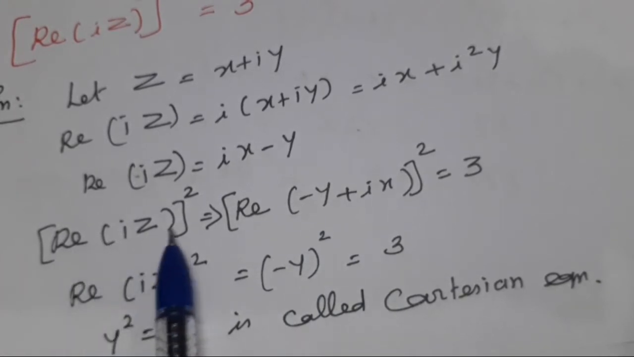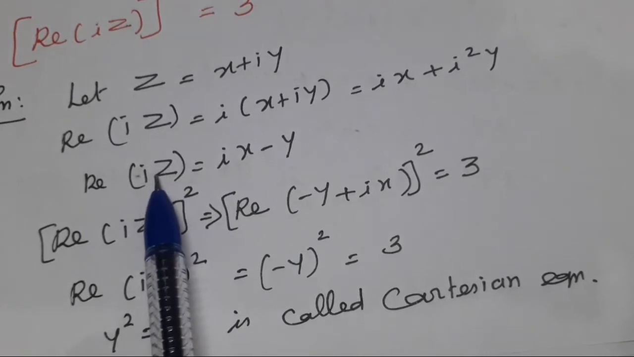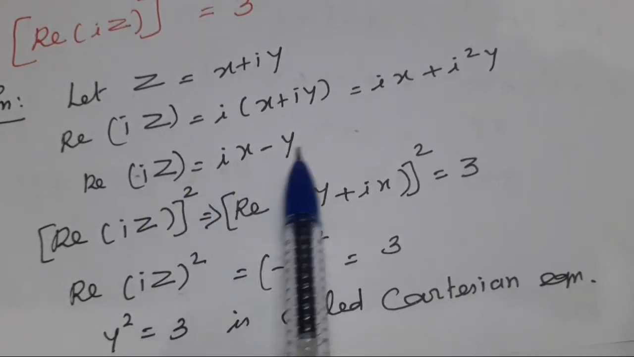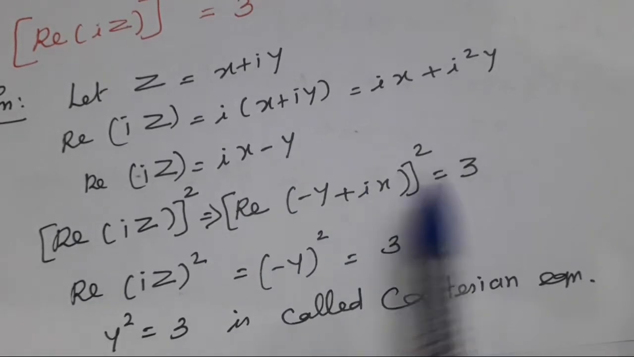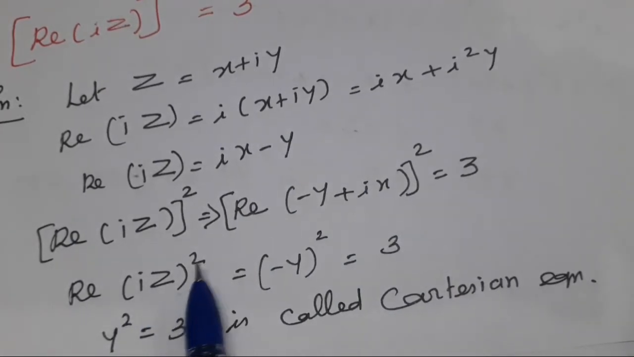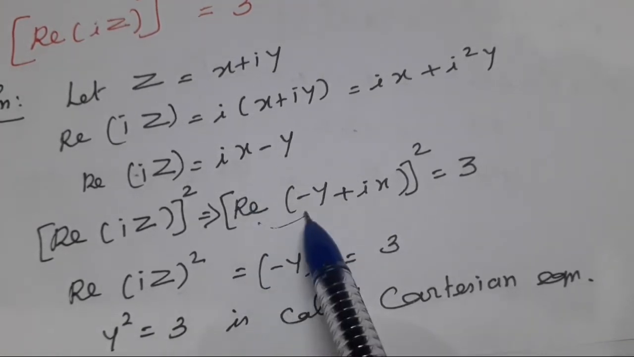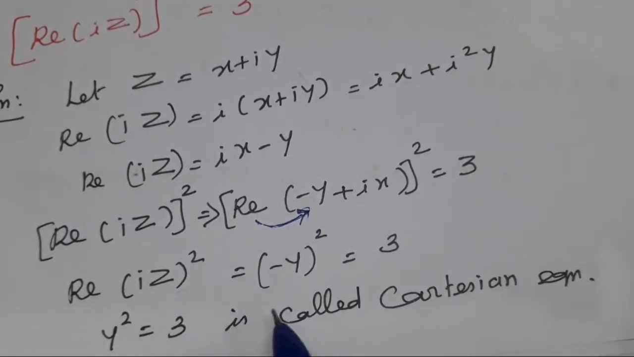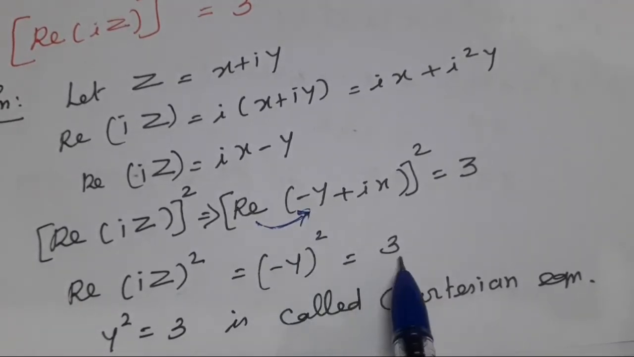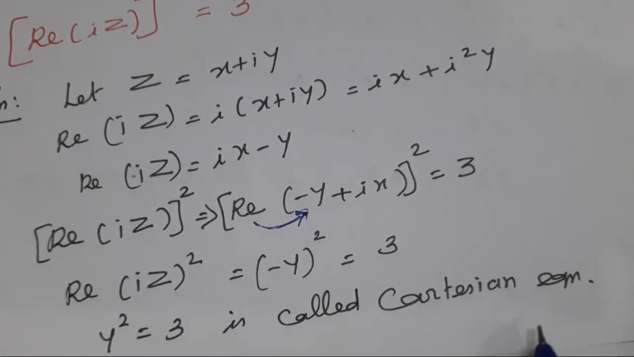We find the real part of iz: ix minus y, or rewrite as minus y plus ix, the whole squared equal to 3. Now the real part of (iz) the whole squared equals (minus y) the whole squared, because we choose the real part only. Minus y the whole squared equal to 3. That is nothing but y squared equal to 3, which is the Cartesian equation.